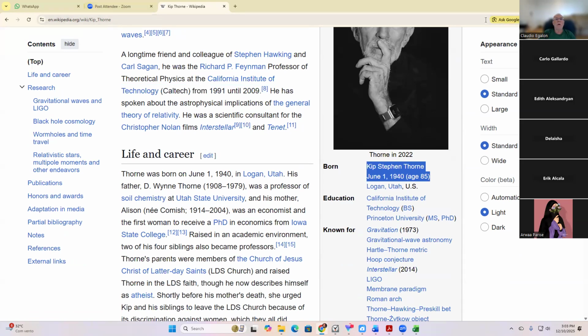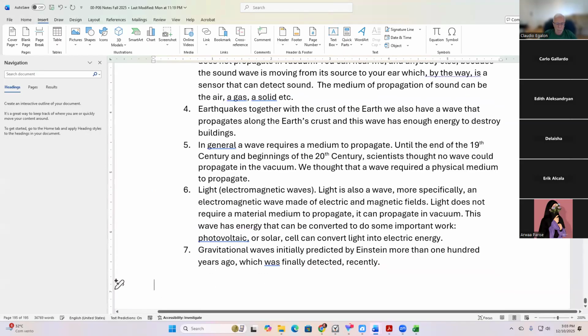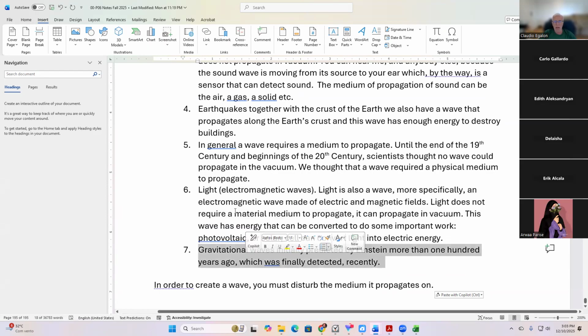Okay, so those are important waves to keep in mind. In order to create a wave, you must disturb a medium. That's the best way. The medium for electromagnetic waves is the vacuum. The medium for the gravitational waves is the four-dimensional space-time.